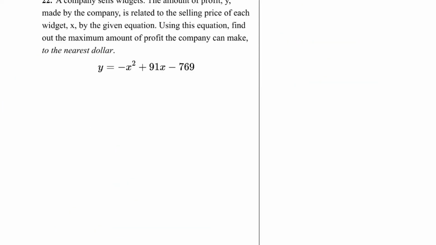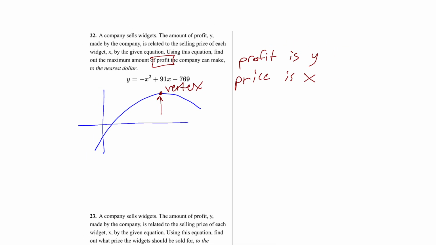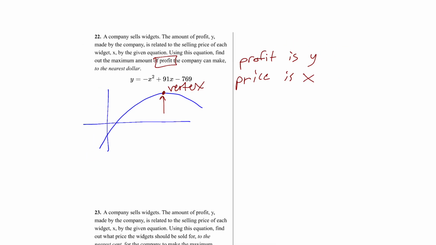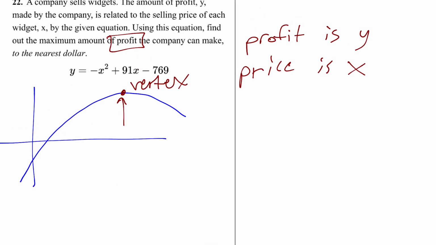All right, the last two, no longer talking about rockets and towers. Now we're looking at prices and profits. But guess what? It's still a curve. So this is our graph and our situation. We are looking at this curve and we want to find the vertex. And that'll be when we have the maximum amount of profit, because profit is our y and price is our x. So here for 22, we're going to calculate the y value of the vertex. And then for the next one, 23, we're going to calculate the x value of the vertex.